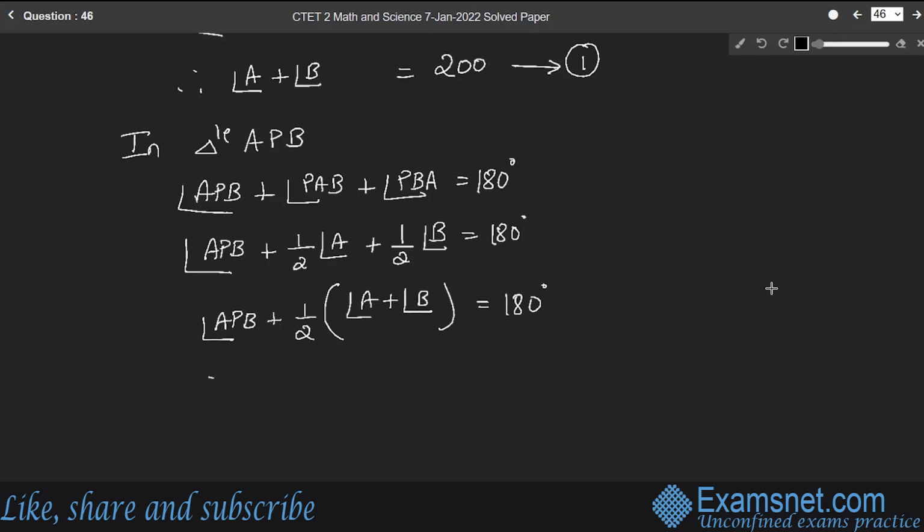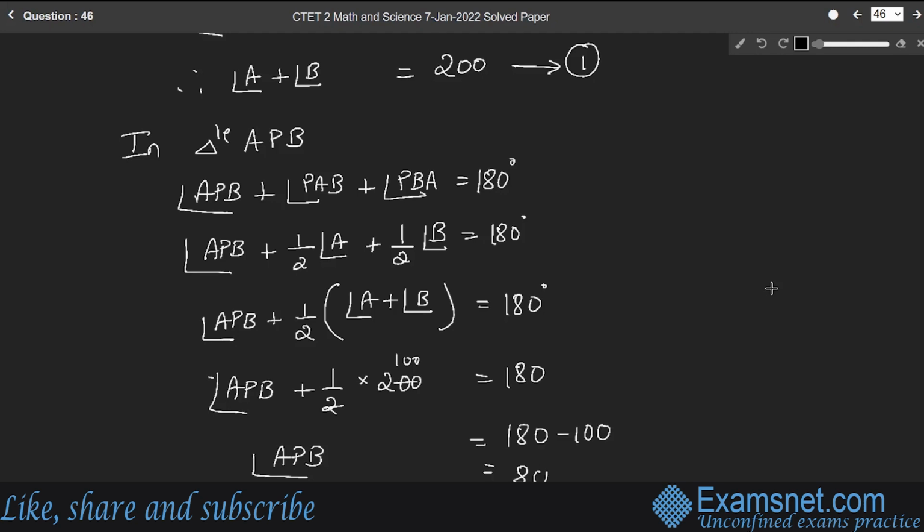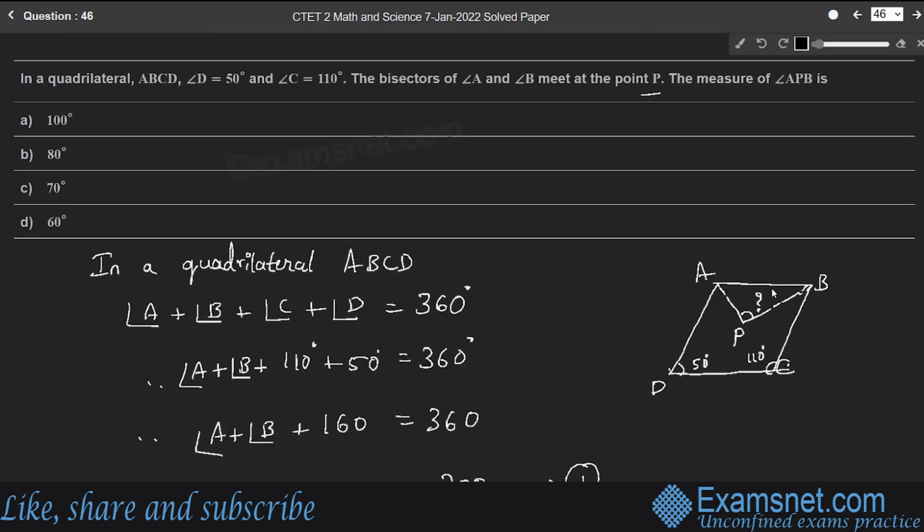Right? So, angle APB plus half of, from equation 1, angle A plus angle B is 200. It is 200 is equal to 180. Therefore, angle APB is equal to, so 2 into 100 is 200. 180 minus 100 is equal to 80 degrees. Right? Therefore, angle APB is 80 degrees. Option B.